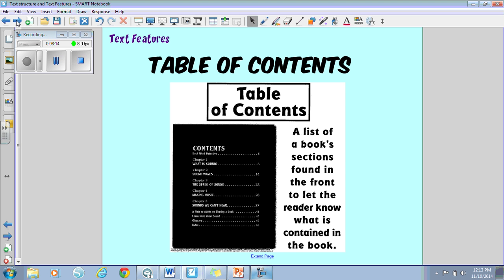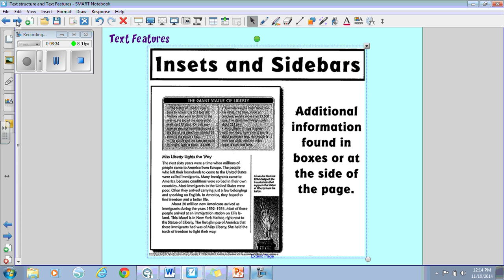Next, we have the table of contents. The table of contents allows the reader to find what they are looking for without having to read the whole book. If you know that you are just looking for sound waves, you would know to look in Chapter 2. Next, we have insets and sidebars. These provide additional information. It is very important to read the additional information for deeper comprehension.